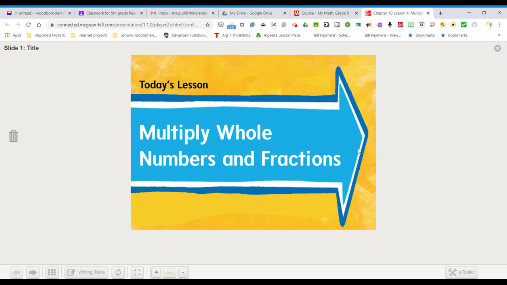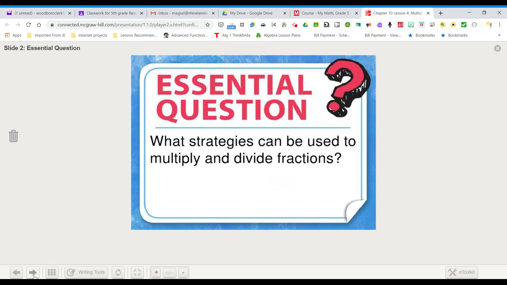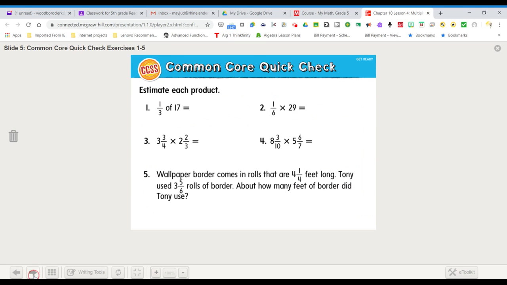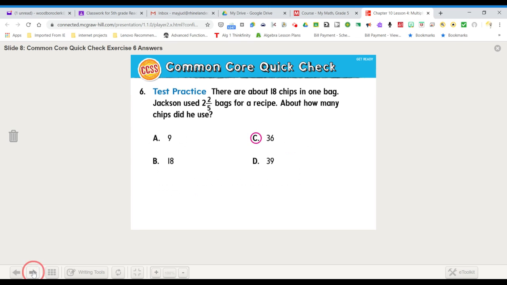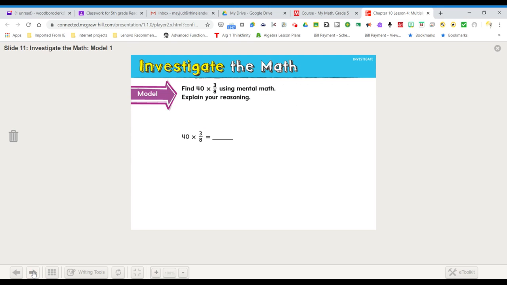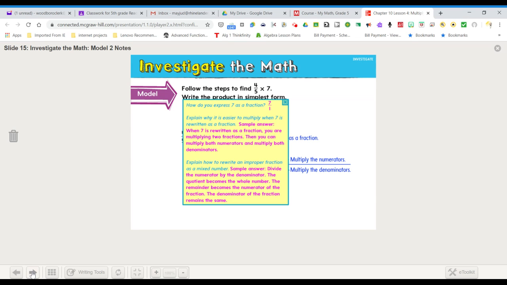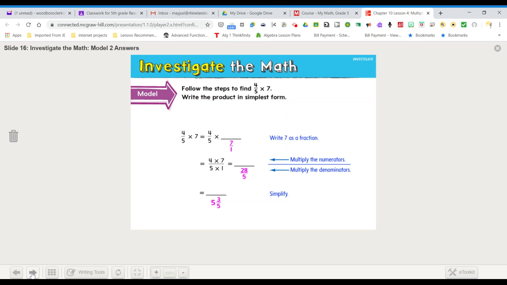So we have moved on. We've done our unit test. We are moving on to Unit 8, which is Chapter 10. So we are going to be multiplying whole numbers and fractions. And I think you are going to find that multiplying fractions is probably the easiest of all the fraction work that you'll have to do. So I think you'll be pleased with today's lesson. Again, it's Chapter 10, Lesson 4.